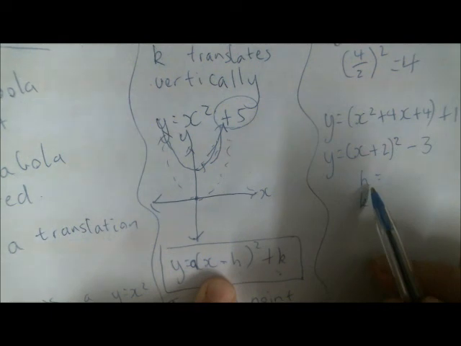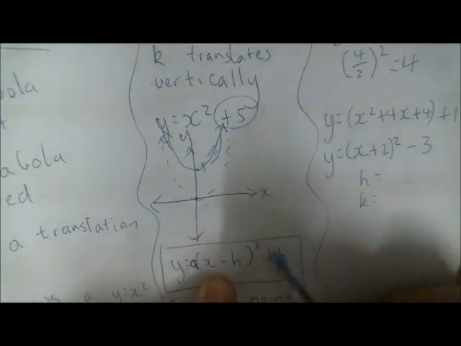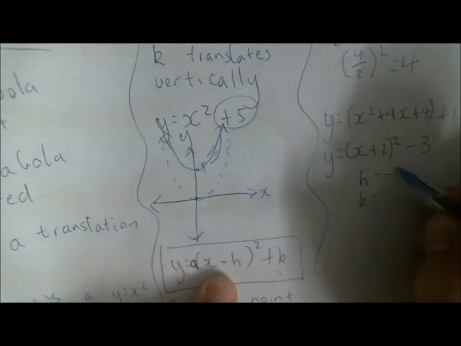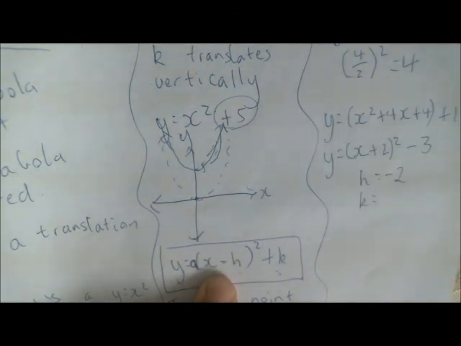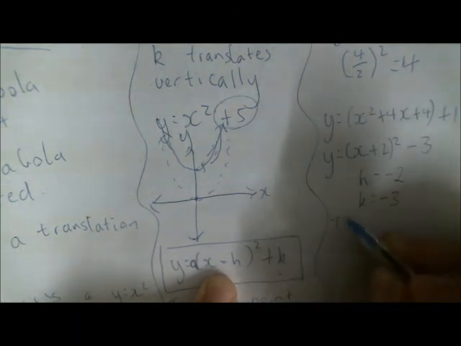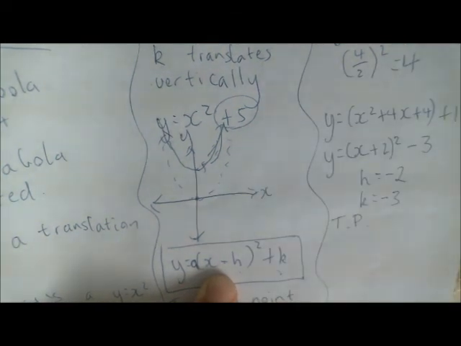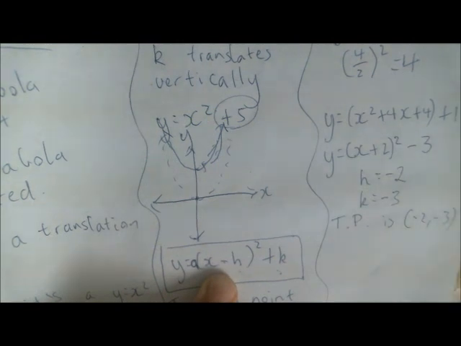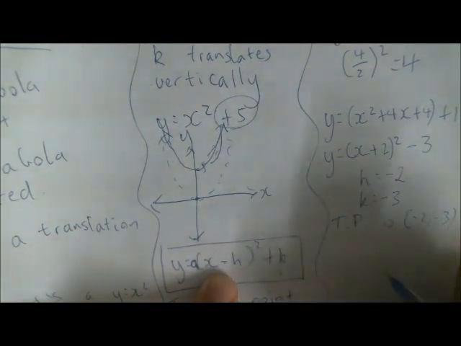Now, it's minus h and this is plus 2, that tells me that h is negative 2. And we know that k will be negative 3. So that means the turning point, or just TP for short, is negative 2, negative 3. Negative 2, negative 3, because it's (h, k). So I'm going to graph this.